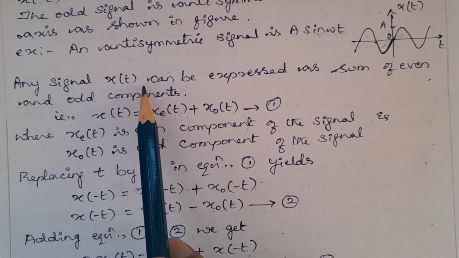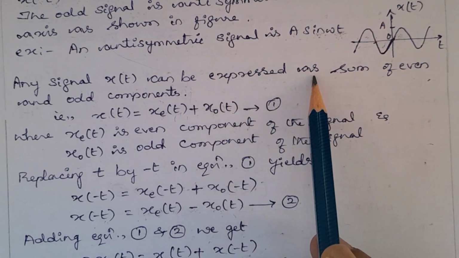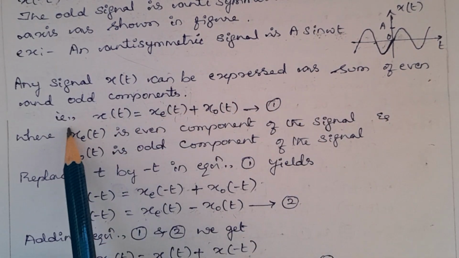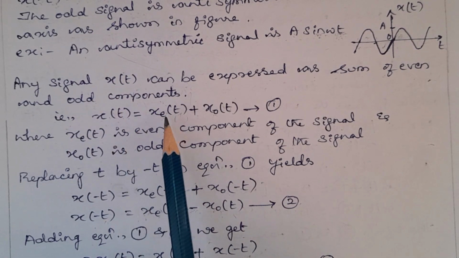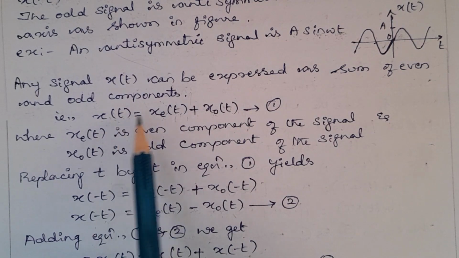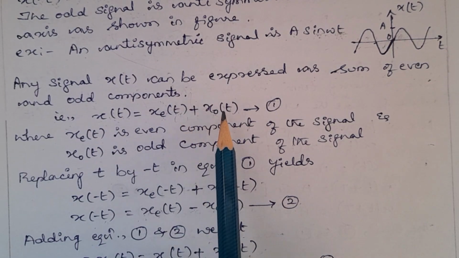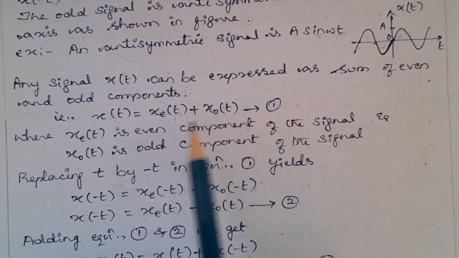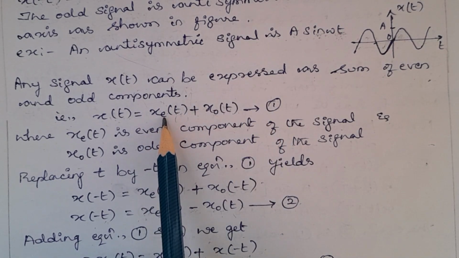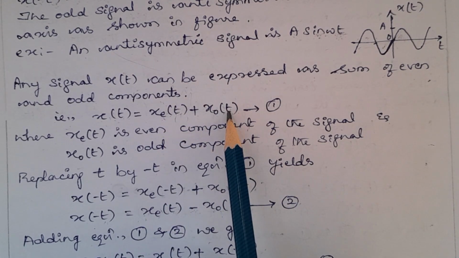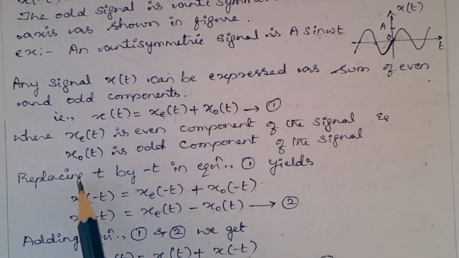Any signal x of t can be expressed as a sum of even and odd components. That is, x of t equals xe of t plus xo of t. This x of t is the sum of the even and odd components of the signal. Call it equation number 1, where xe of t is the even component of the signal and xo of t is the odd component of the signal.